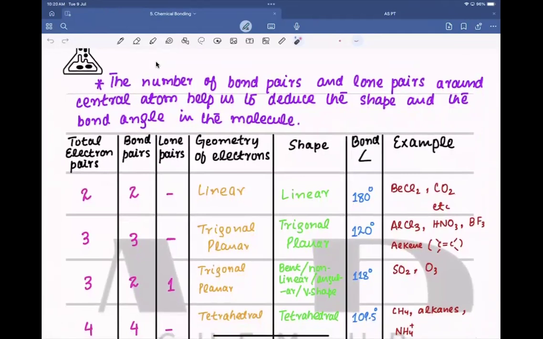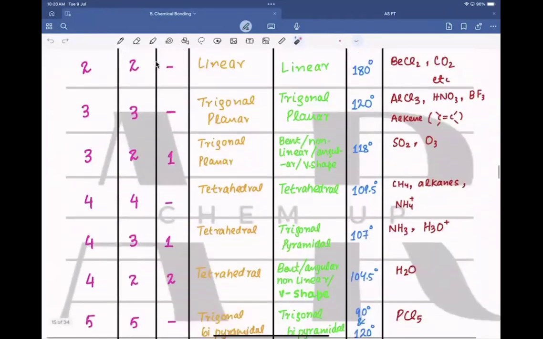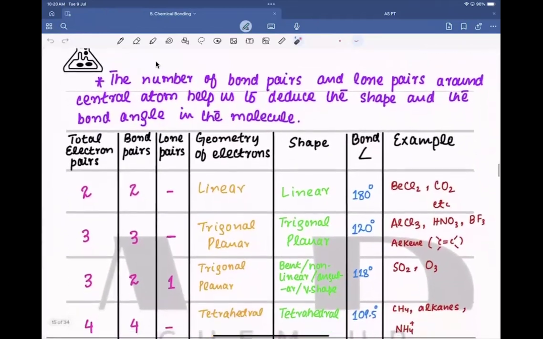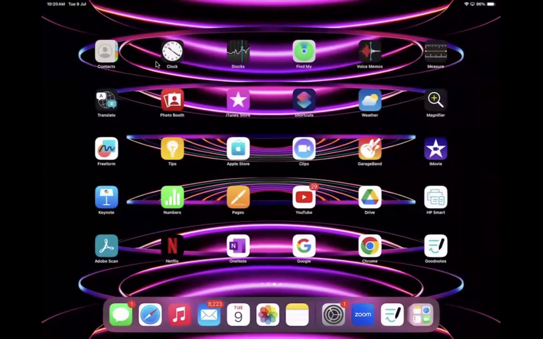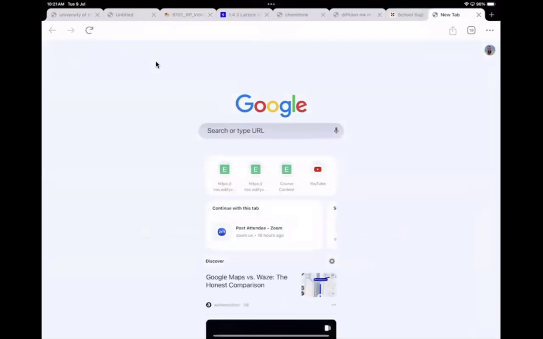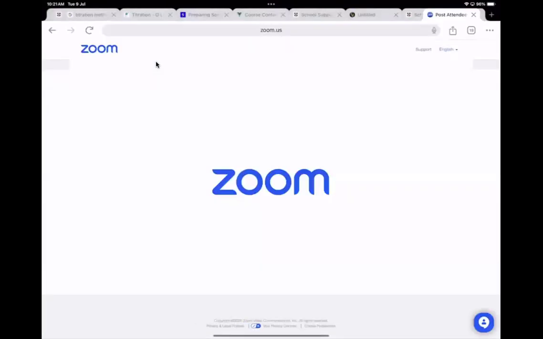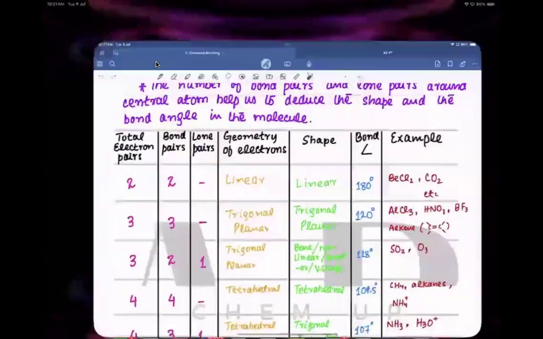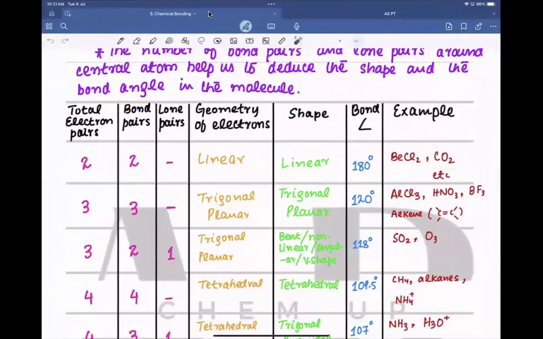Here we got a table and you have to understand all these shapes. Are you using a laptop or a tablet to take the class? Sir, I'm using my phone, but I do have a laptop. Actually, I am sharing one link with you and I want you to open that link. Could you give me one moment so I can bring it? Yeah, sure.